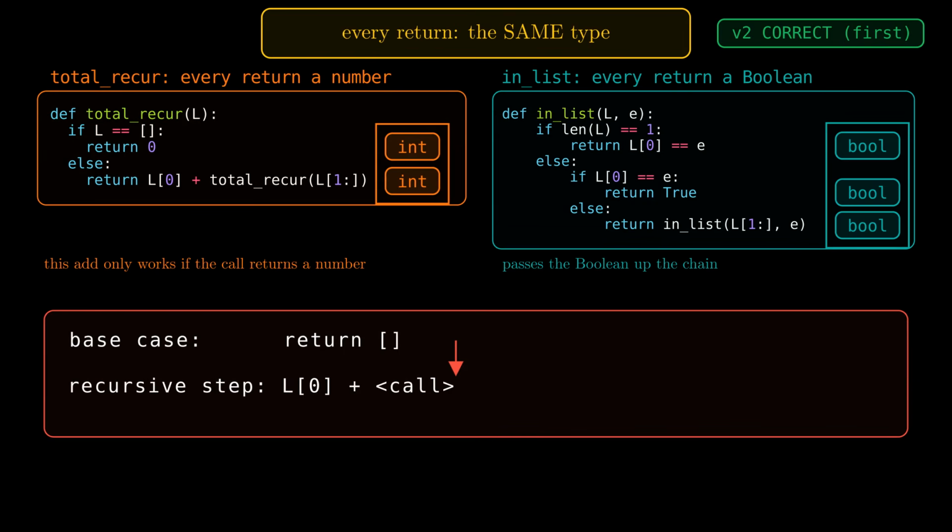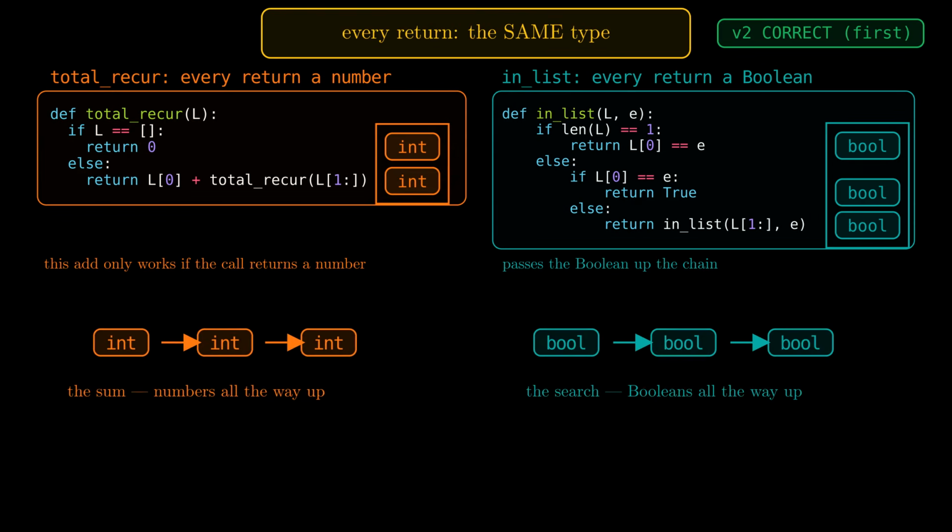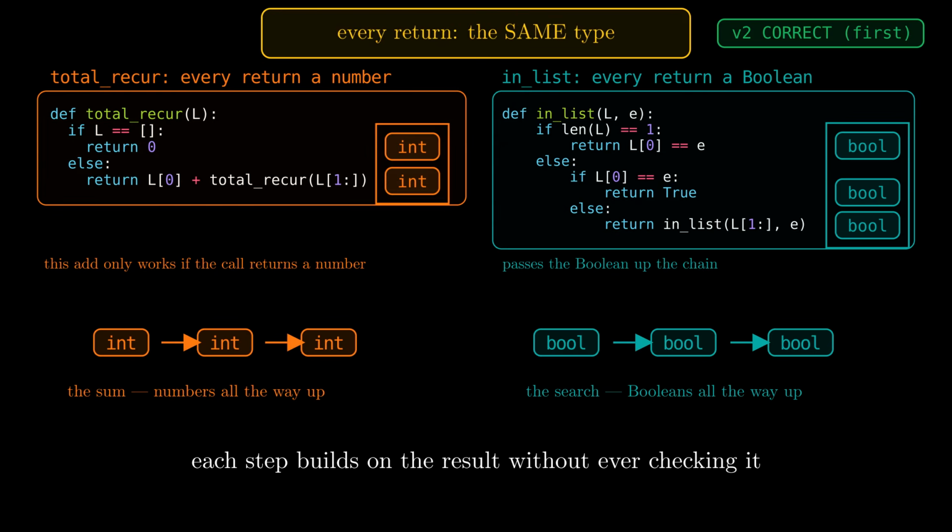Break the guarantee. Say your base case returns a list while the recursive step tries to add numbers. And the moment Python reaches that base case, it complains that the types do not mix. Keep every return the same type, and each recursive step can build on the result without ever checking it.